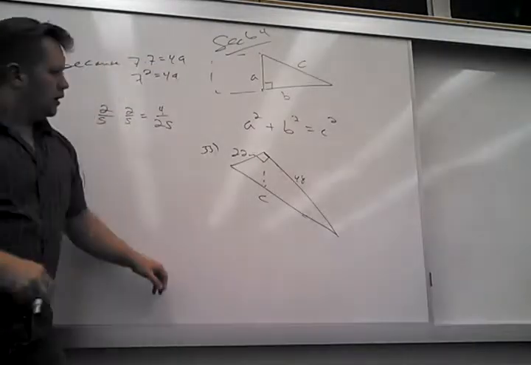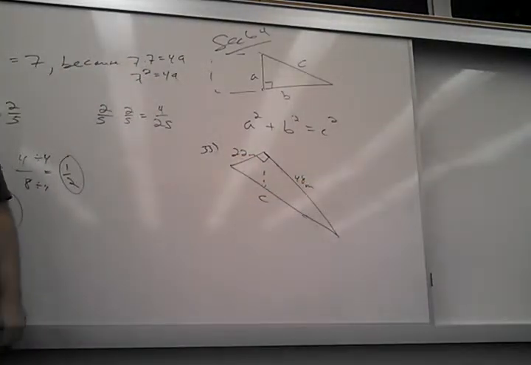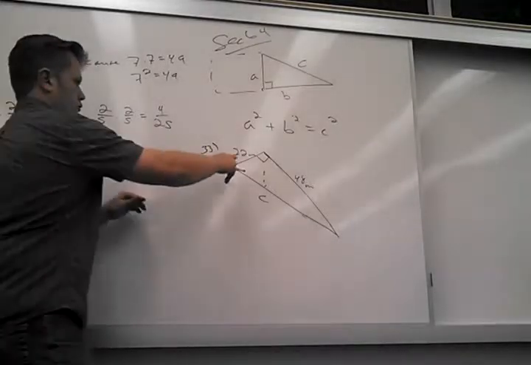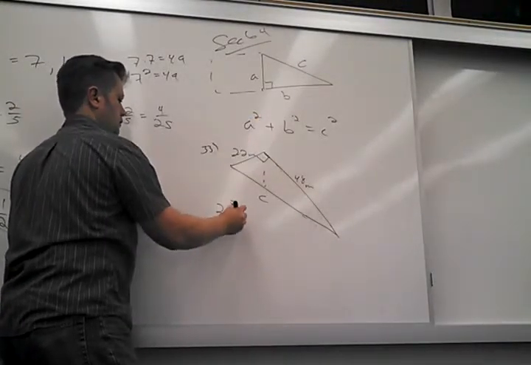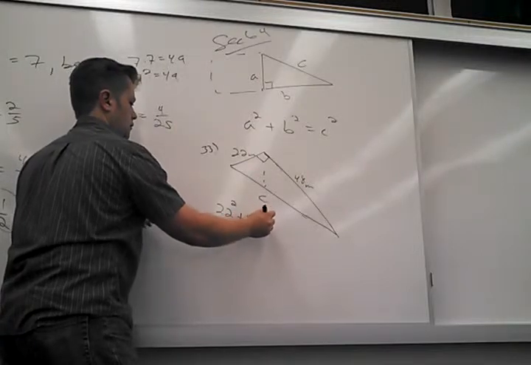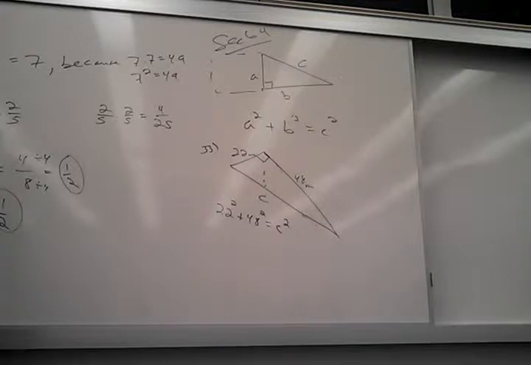Okay. How do I set up the formula then? Careful. 22 squared plus 48 squared equals C squared. No. Double 22 is 44. 22 squared is 22 times 22, right?